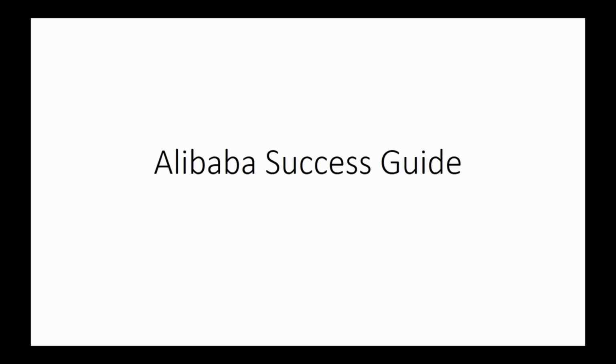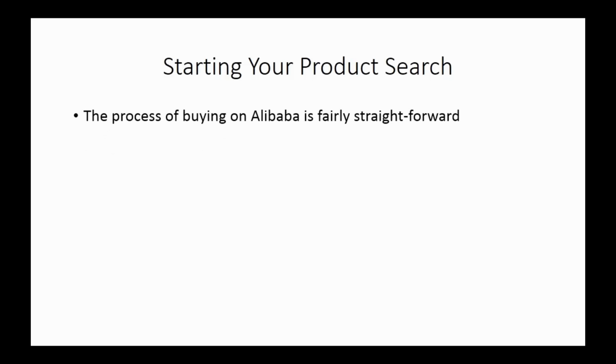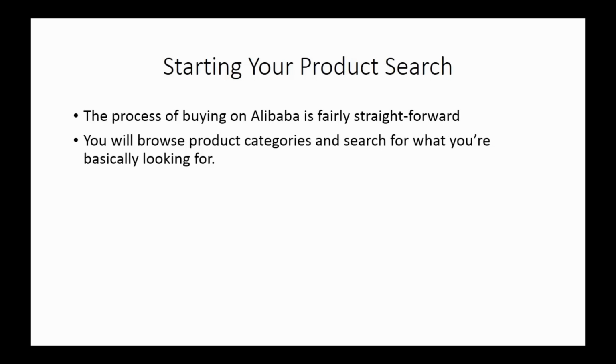Welcome back to the Alibaba Success Guide, and in this video we are going to be discussing finding a product to sell. One of the things you'll notice about Alibaba is that the actual process of starting your product search is going to be fairly straightforward, and it's going to be intuitive when you see the actual interface. You will be browsing product categories and browsing the search for what you're basically looking for in terms of a product.